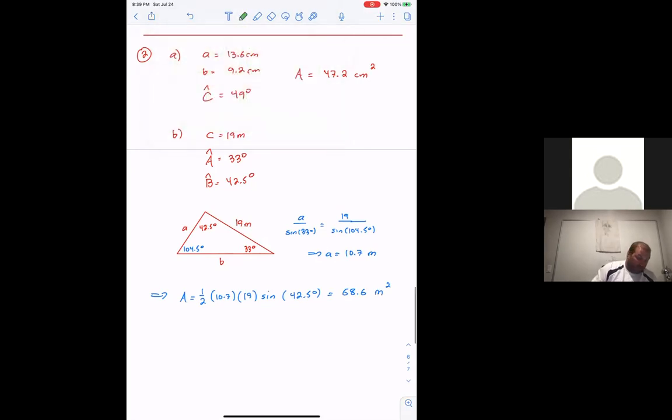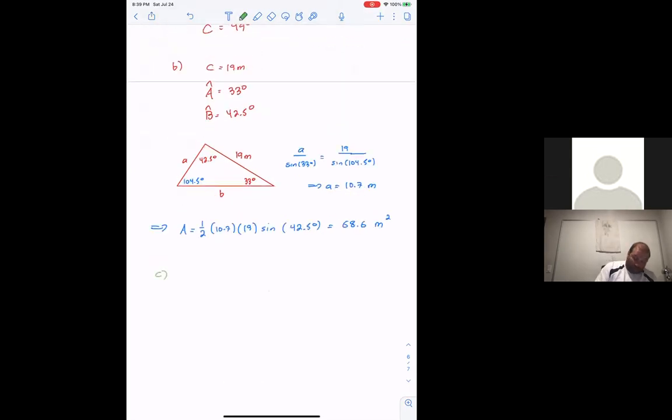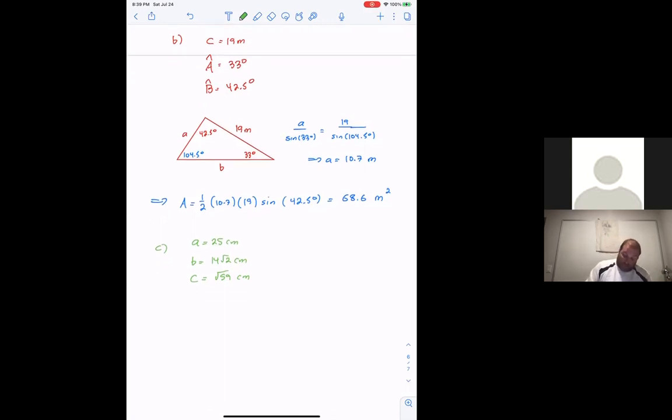Okay, and then we have part C. Side A is 25 centimeters. Side B is 14 root 2 centimeters. And side C is root 59 centimeters. As always, go ahead, try to solve this yourself. So I'm going to draw a triangle again because it's more than one step. A, 25 centimeters, B, 14 root 2 centimeters, C, root 59 centimeters.